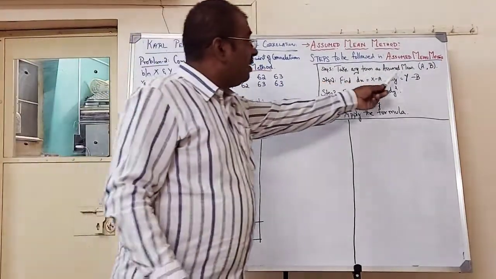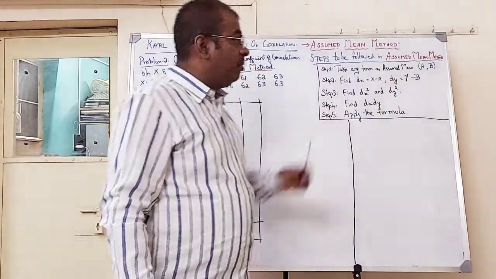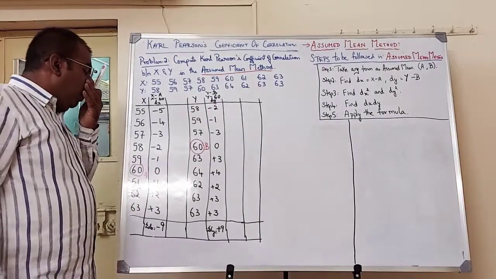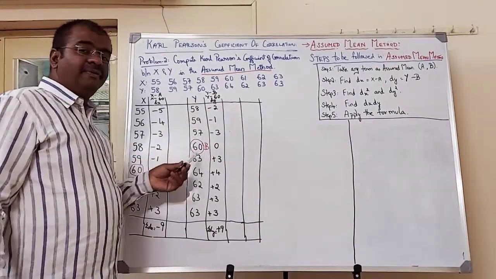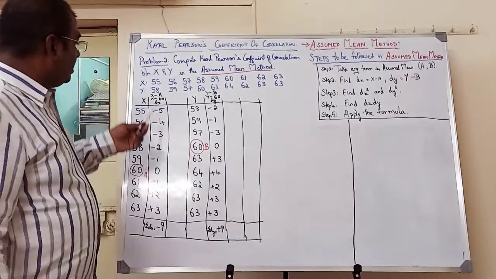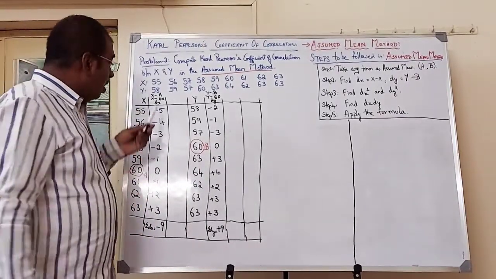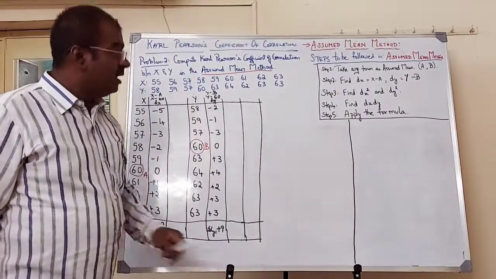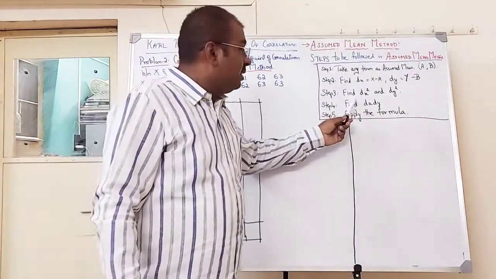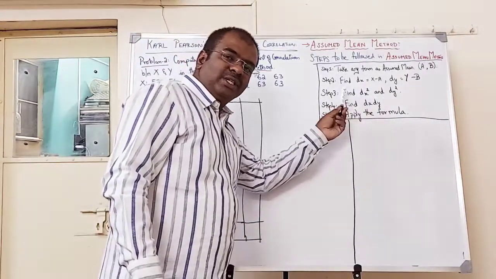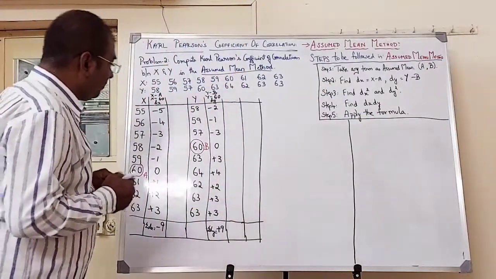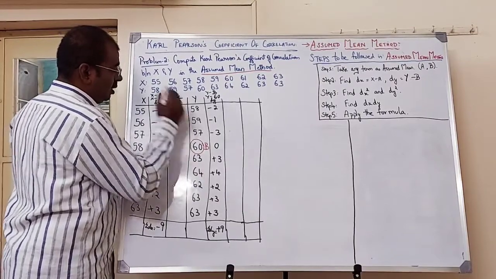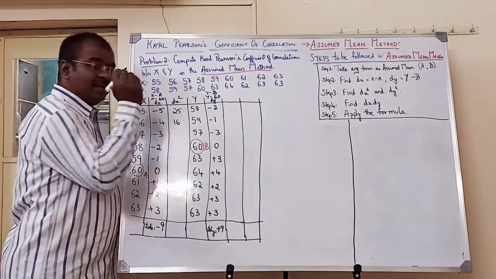The first step is taking any term as assumed mean. We have taken the assumed means to be 60 in case of series X as well as 60 in the case of series Y. The second step was we calculated the deviations from the assumed mean for X and for Y. Now we are going to find the squares of these deviations, dx square and dy square. Now dx square, 5 squared is 25, 4 squared is 16.